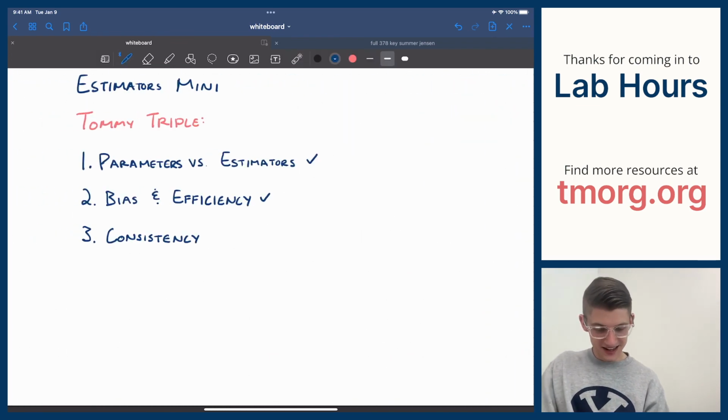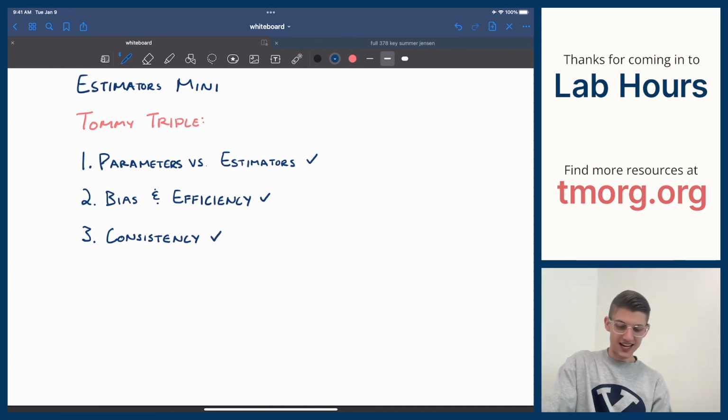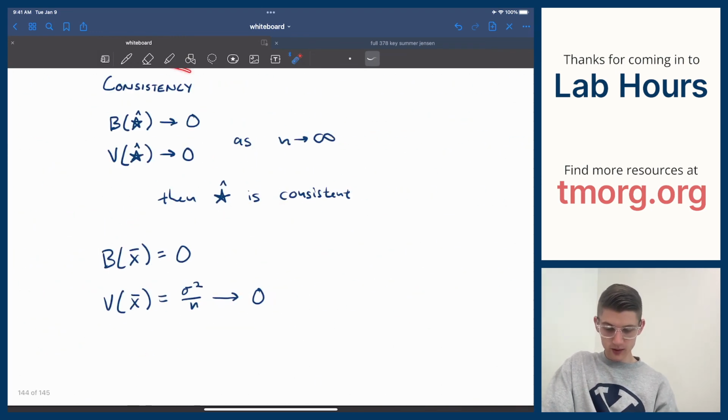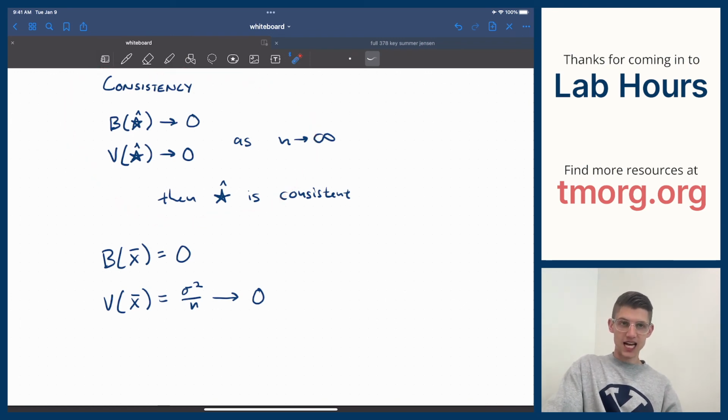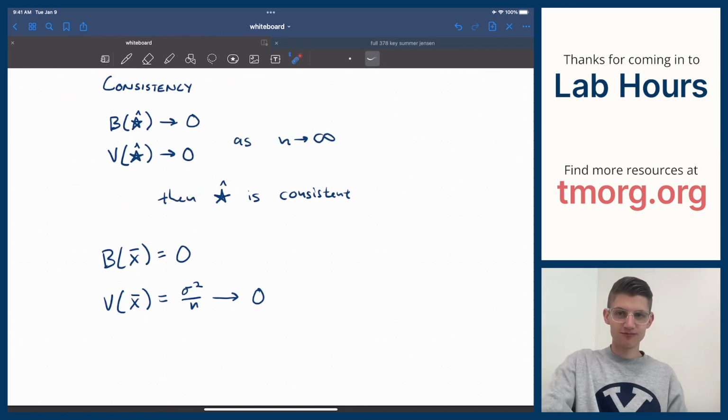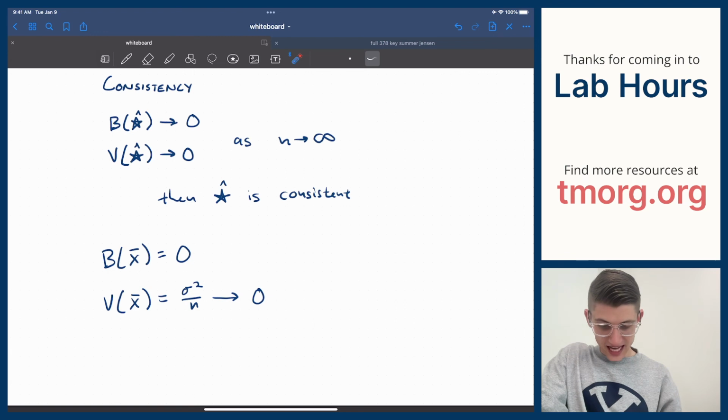That is the mini lecture for today. We covered parameters and estimators, the difference between them. We talked about calculating the bias and efficiency of your estimators or your telescopes. And then we talked about this cool quality called consistency that makes a given estimator really nice. If you can get a consistent estimator, you're in an amazing spot, right? And that's going to be it for today.